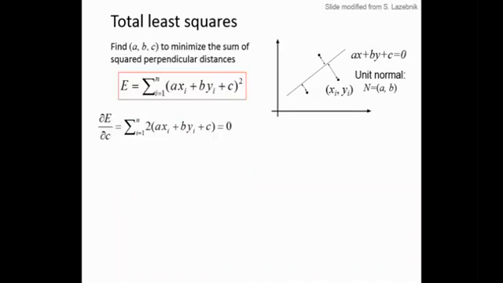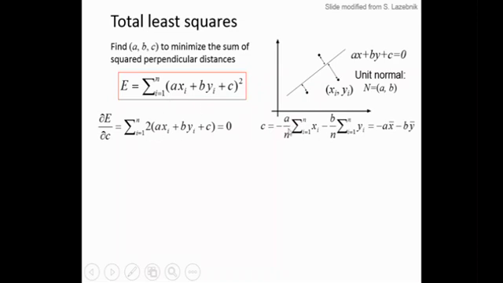I can take the derivative with respect to c, and now because I had the outside squared, the derivative is just 2 times the inner part of that parentheses. Solve with respect to c, and then I get c is just negative a times the mean of x minus b times the mean of y. So all I did here was take the derivative with respect to c to get here.